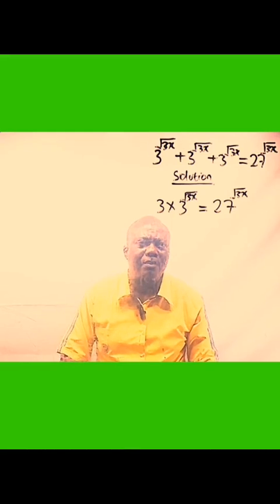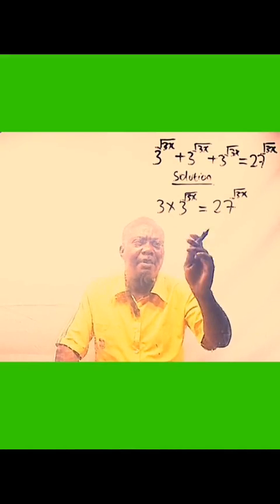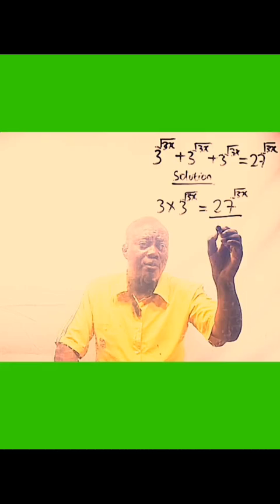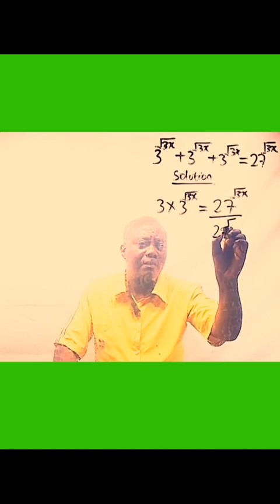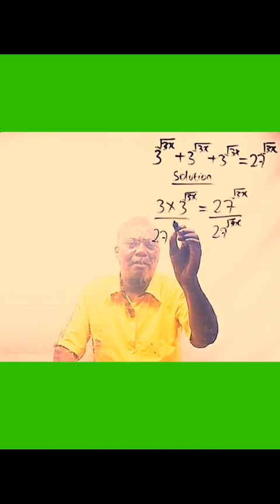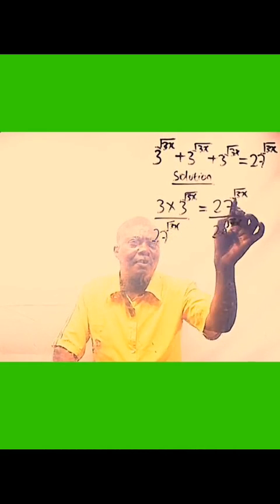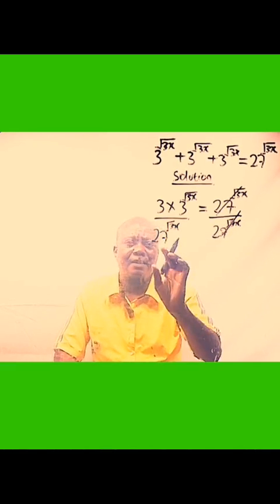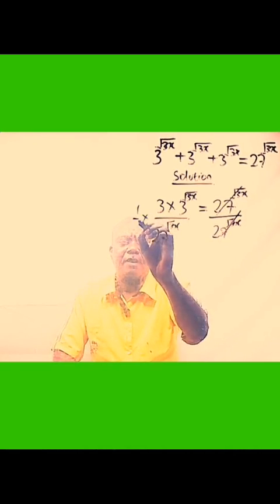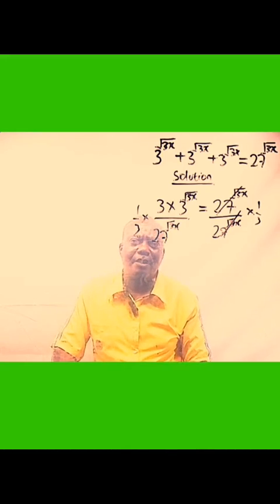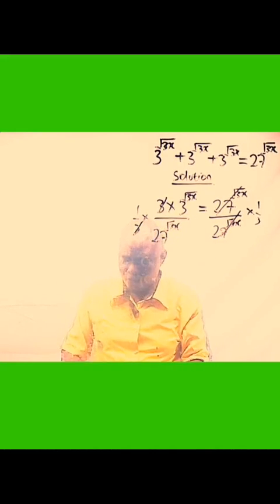Now let us start to bring all the x in one side. So now if you like, divide both sides by this or this, well, choose this. Divide both sides by 27 to the power of root of 3x. So everything here goes. And also multiply everything by 1 over 3. So this is the implication. This one goes.